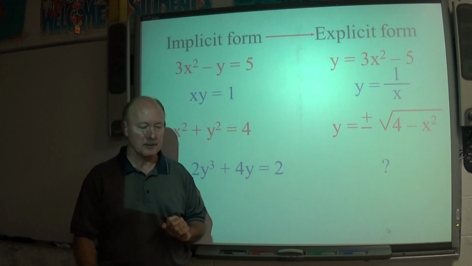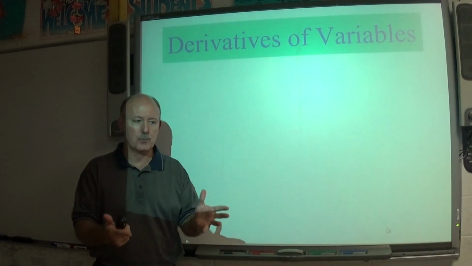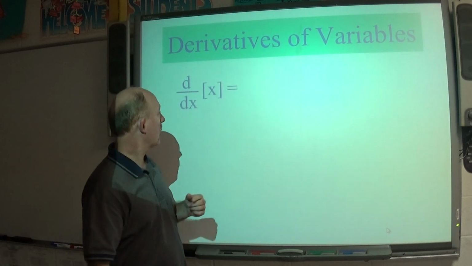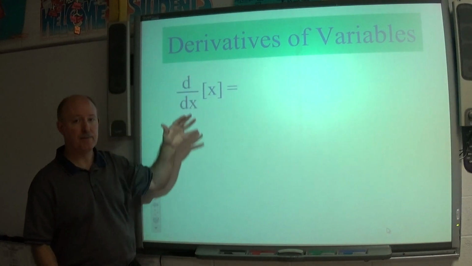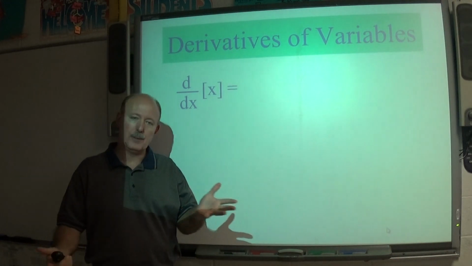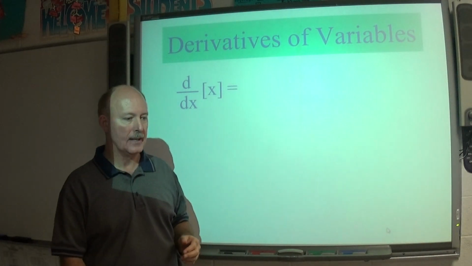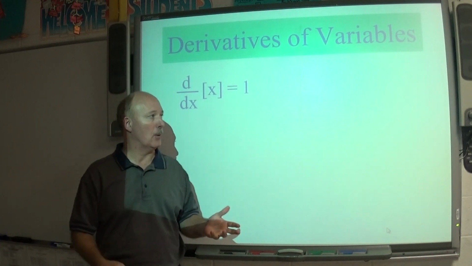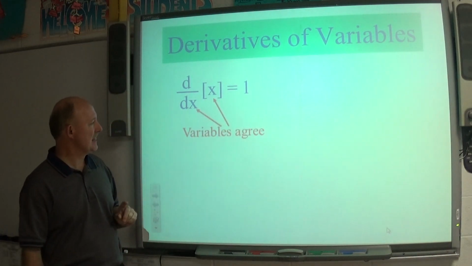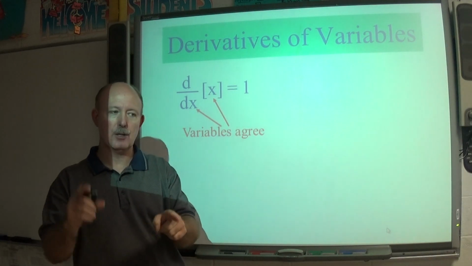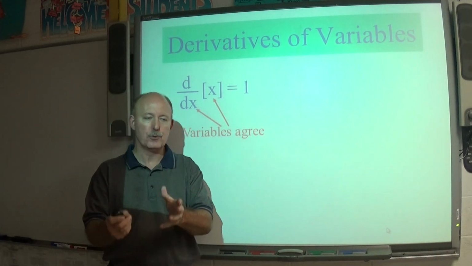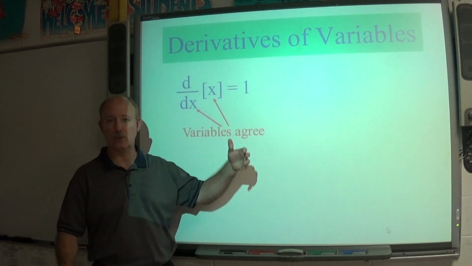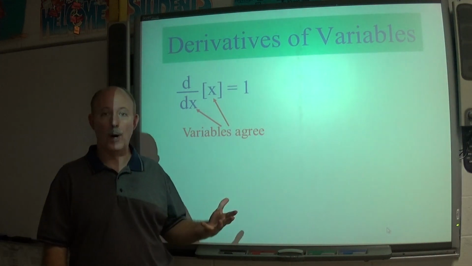All right? Okay, so a little bit about derivatives of variables. Now, start taking the derivative of x with respect to x. Now, we know how to do this. We've been in this for a while. The derivative of x with respect to x is 1. So that's easy. Now, one thing about this derivative, the variables agree. So you're taking the derivative of an x expression with respect to x, the variables agree. So you take the derivative the traditional way, that just gives you 1.